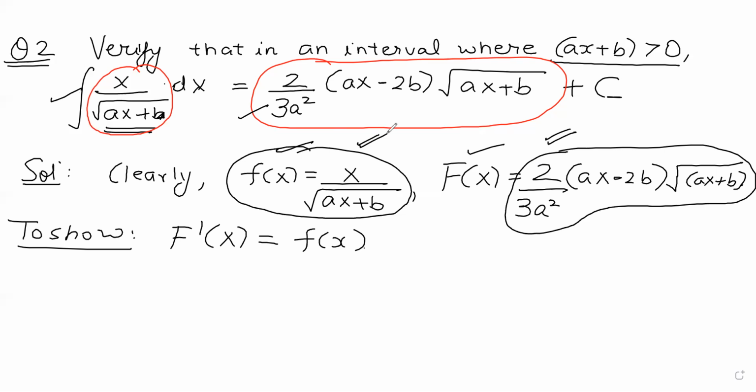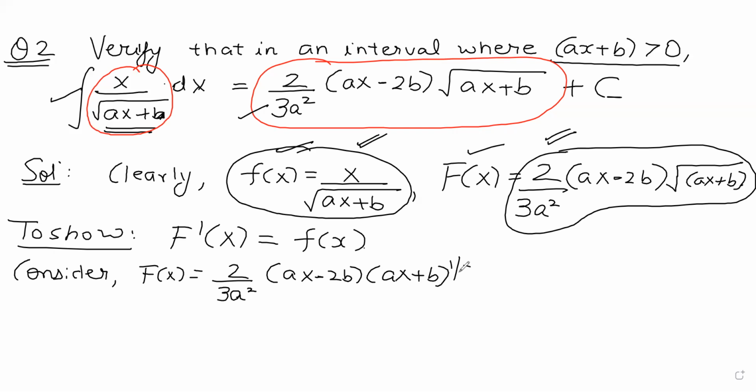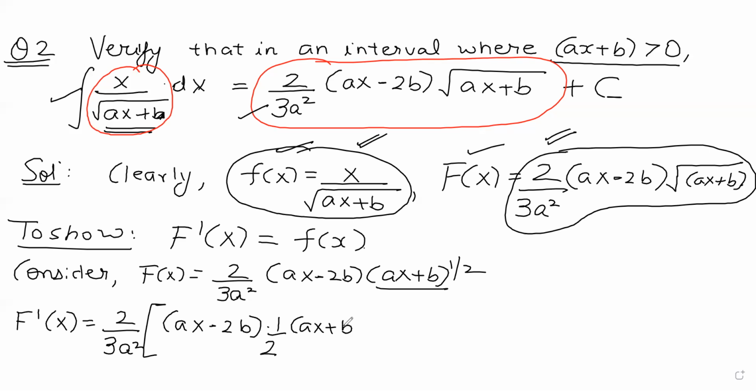So can we differentiate capital F of X? Consider capital F of X, which is 2 upon 3A square times (AX minus 2B) times (AX plus B) to the power half. I can write it like this. I can use the product rule, guys. If you differentiate, F dash X, what do we get? 2 upon 3a square times (ax minus 2b) into the derivative of this, which is half times (ax plus b) to the power half minus 1, plus (ax plus b) to the power half into the derivative of (ax minus 2b) with respect to x, which is a. So we have applied the product rule of differentiation, which students have learned in my mathematical methods for economics part one course.